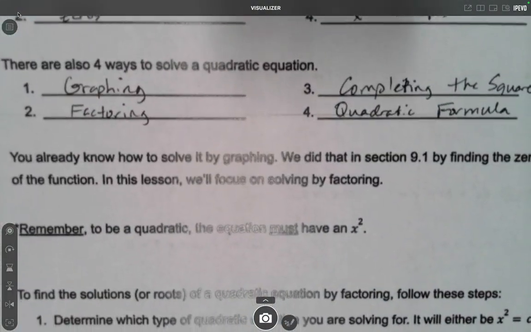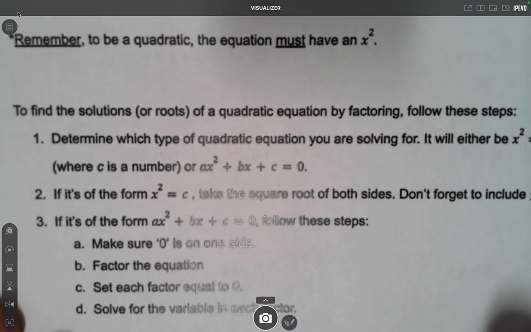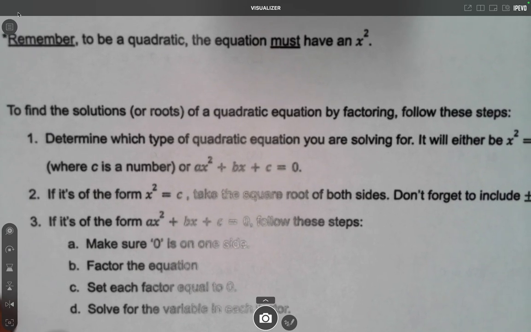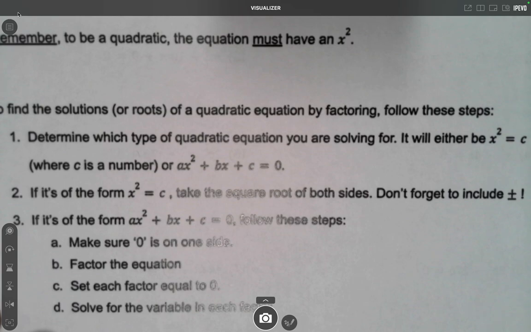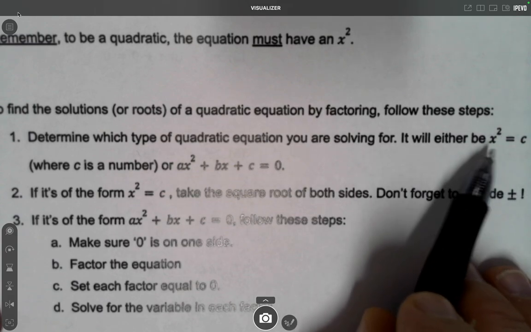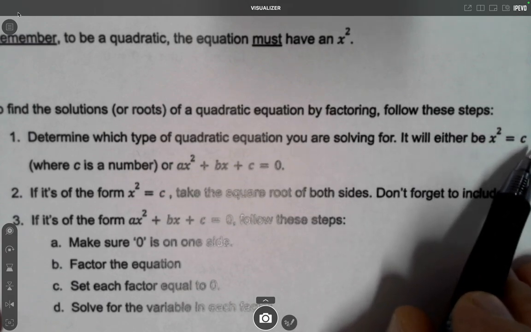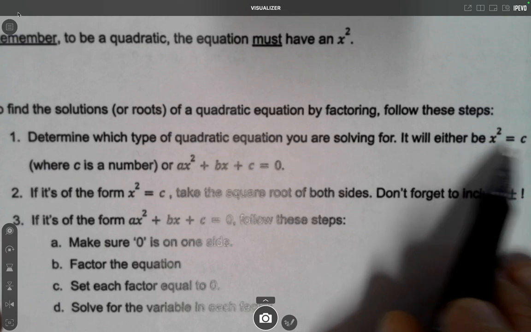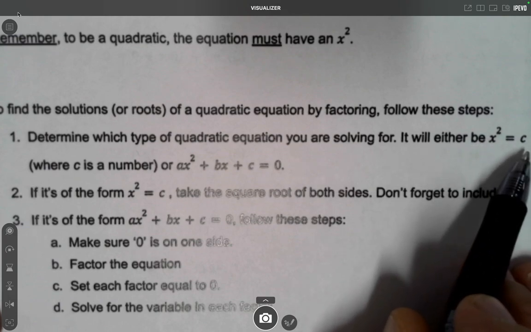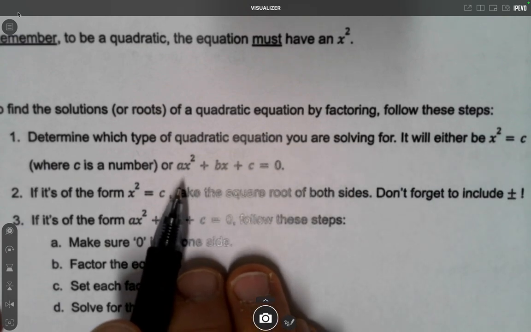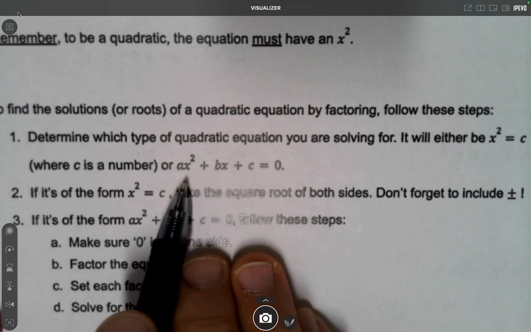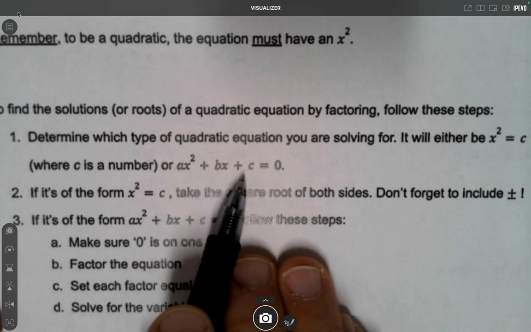Oh well. Now, to find the solutions or the roots of a quadratic equation by factoring, you need to follow these steps. Determine which type of quadratic equation you're solving for. Sometimes it'll just be x squared equals a number. Now it may say 4x squared equals a number or 5x squared equals a number. Or it could be in this form where it's got all the pieces on the left side, the constant and the x's, equal to 0.